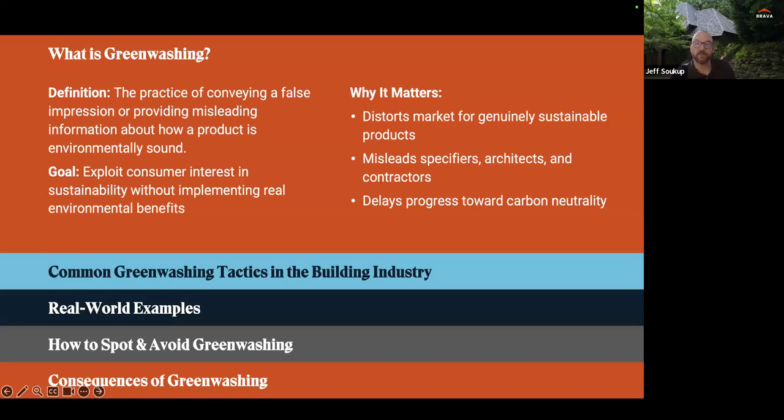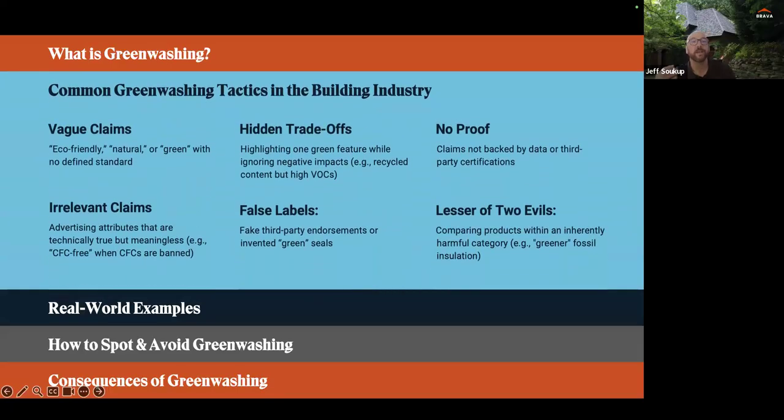So this really sets everybody back. It distorts our marketing, changes people's conception of what an actual sustainable product is. It misleads you, our design professionals, and it delays our progress, ultimately working against us towards carbon neutrality. So just some examples to look out for. Your vague claims: eco-friendly, natural, this is a green product. Well, what does that mean? We don't really know.